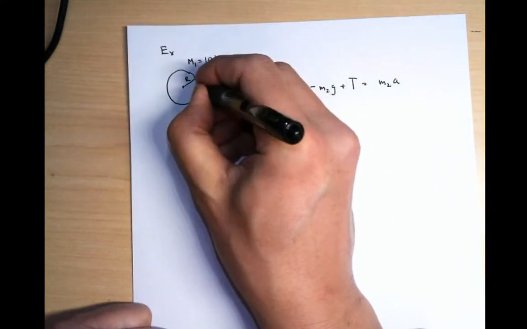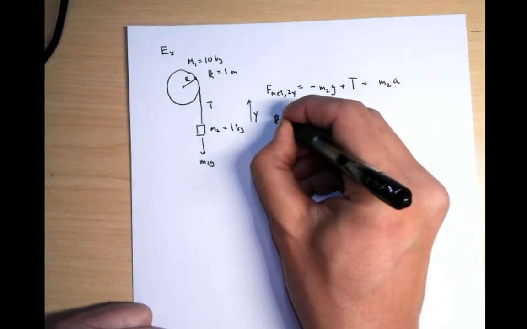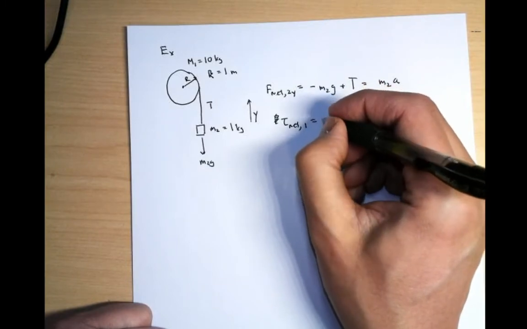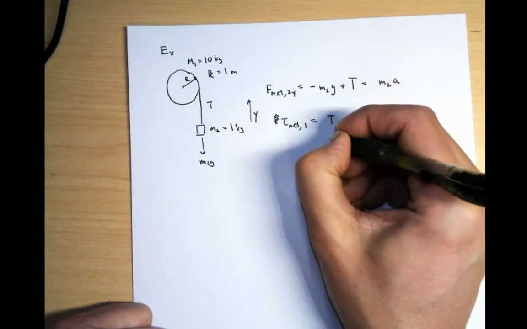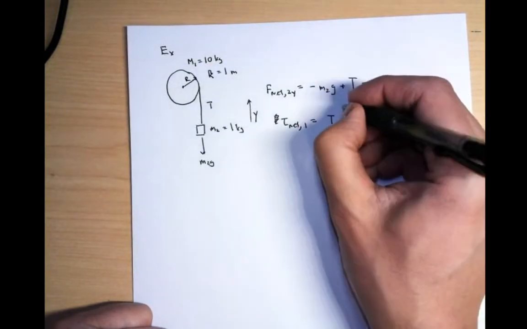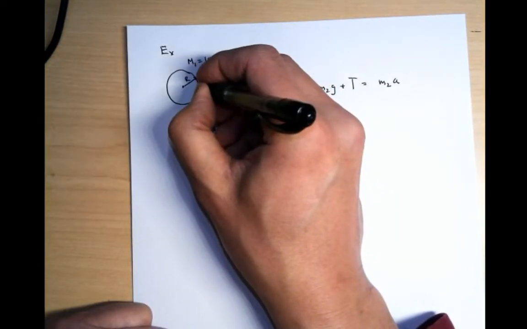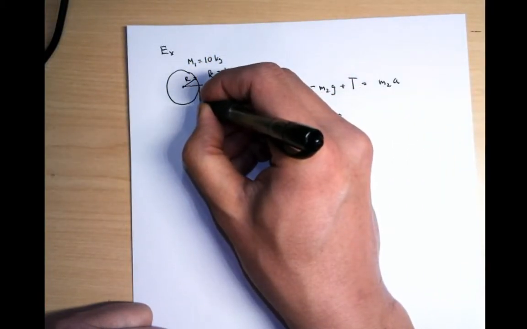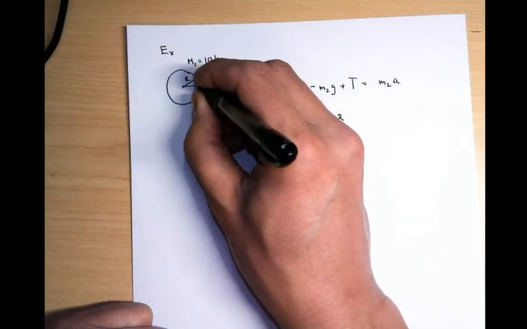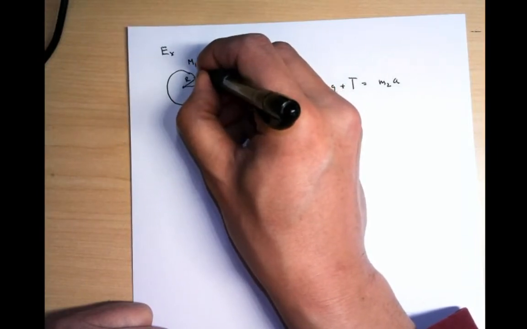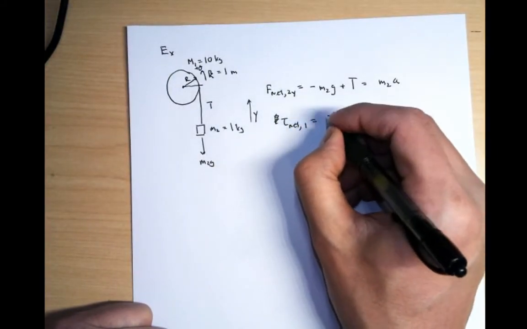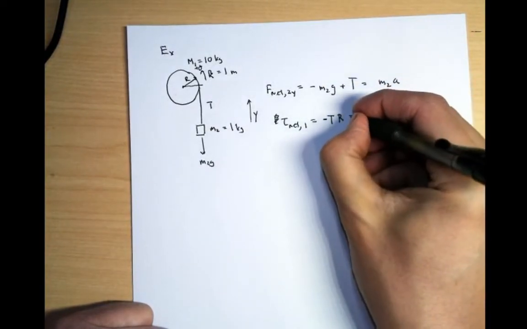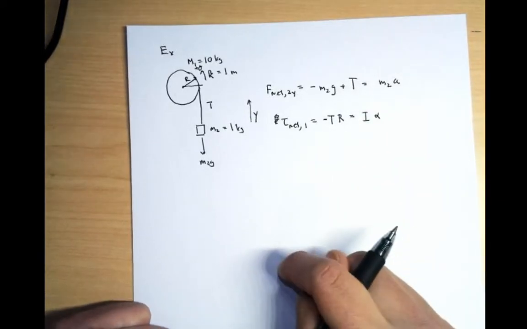Now, on this disk, it's going to feel a tension force, so I'll write tau net on 1, a tension force times some distance. The moment arm in this case is simple, it's just R. Now, the only thing is I've got to figure out what direction it's going to rotate in. The tension force is going to cause it to try to rotate in the clockwise direction, right? But I usually want to choose theta plus in the counterclockwise direction. So in this case, this tension torque is actually negative, all right? Because it's going to try to rotate in the clockwise direction. And it's going to be equal to I times alpha, all right?